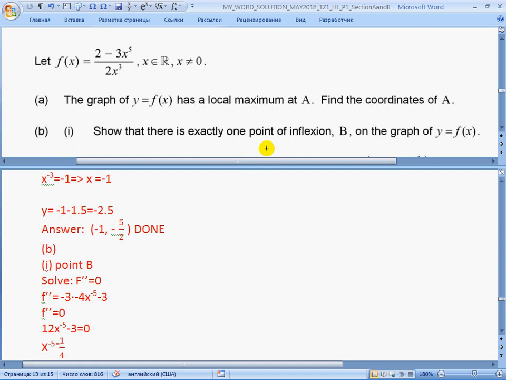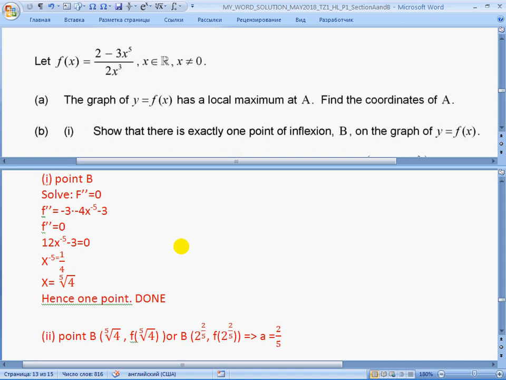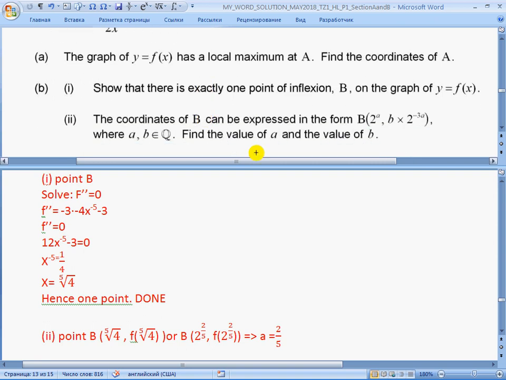Show that there is exactly one point of inflection on the graph y equals f(x). Point of inflection means that the second derivative equals 0. So we find the second derivative, then make it 0, and we find that this happens at the fifth root of 4, so we proved it. The coordinates of B can be expressed in the form like this. Find the values of a and b.